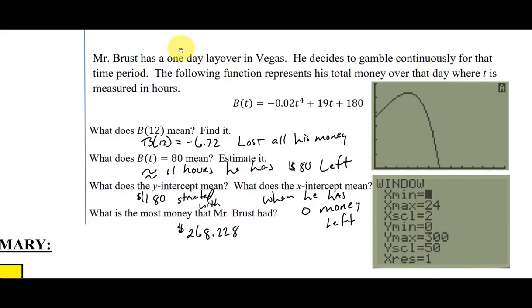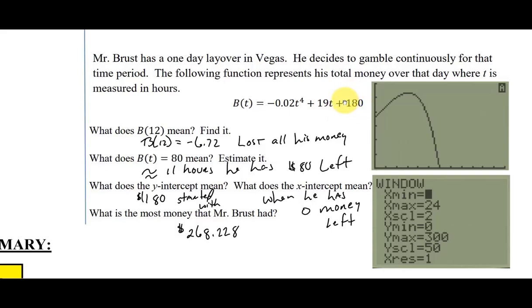Where did I get the 24 from? It's 1 day in Vegas is what he spent, which is 24 hours, because it says hours right there in the problem. I want to count by 2s. I started at 0 for the min because you can't have any more than $0. Max would be 300. I just did 300 because he has 180.